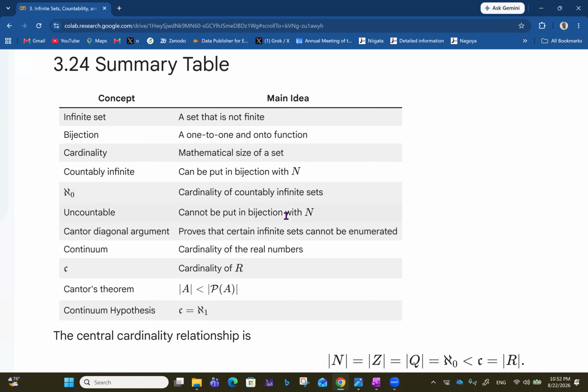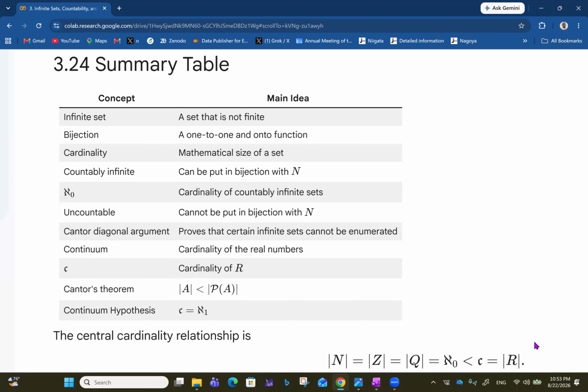Uncountable means it cannot be put in bijection with N. Then Cantor's diagonal argument proves that certain infinite sets cannot be enumerated. Then the continuum is the cardinality of the real numbers, C, which is the cardinality of R. Then Cantor's theorem tells us that the cardinality of a set A is less than the cardinality of the power set of A. Then the continuum hypothesis tells us that if you pick any cardinality aleph one that is bigger than aleph zero, it is still the same thing as the continuum cardinality.